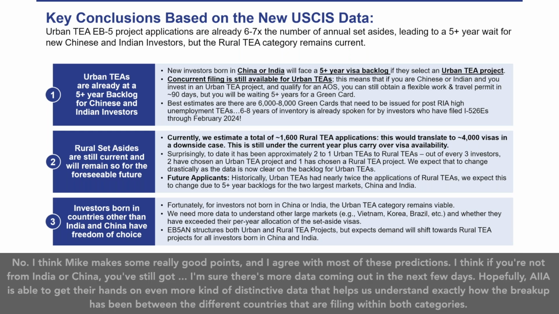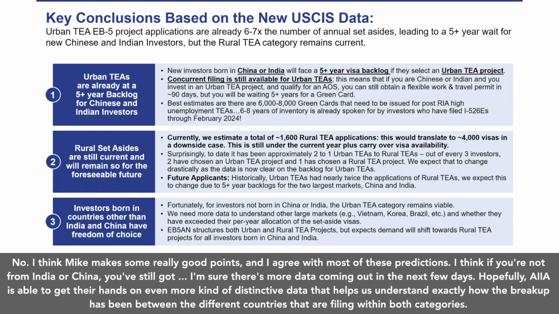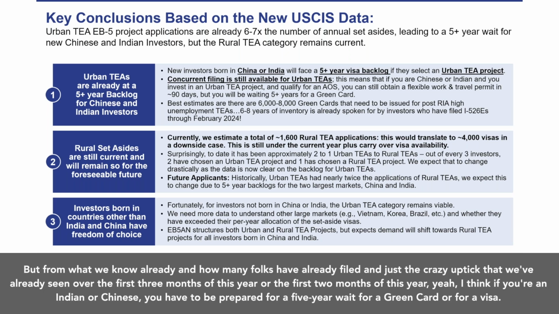No, I think Mike makes some really good points, and I agree with most of these predictions. I'm sure there's more data coming out in the next few days. Hopefully, AIIA is able to get their hands on even more distinctive data that helps us understand exactly how the breakup has been between the different countries that are filing within both categories. But from what we know already and how many folks have already filed, and just the crazy uptick that we've already seen over the first 2 months of this year, I think if you're Indian or Chinese, you have to be prepared for a 5-year wait for a green card or for a visa.